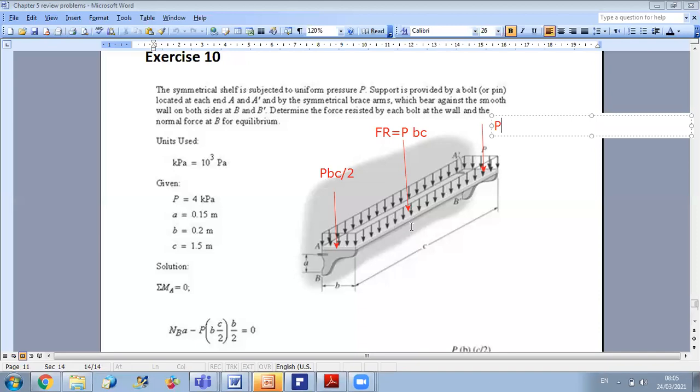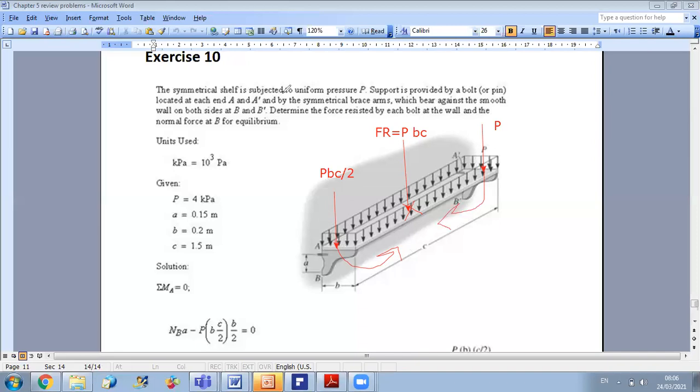And also, if I do sum of moments about this point, it will be 0. So they are equivalent because this force is passing by this point, so no moment about this point. If I divide it into two equal forces at each end, the moment will still be 0 because these two forces will do opposite moments. And I have the total force is the same. So these two systems are equivalent.